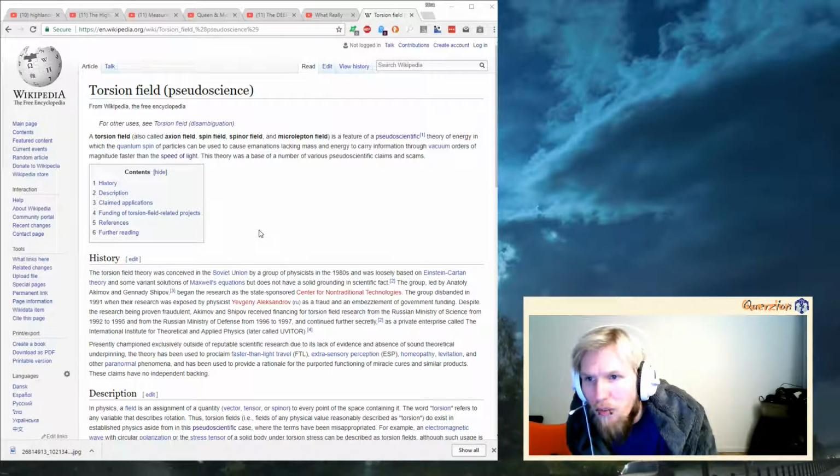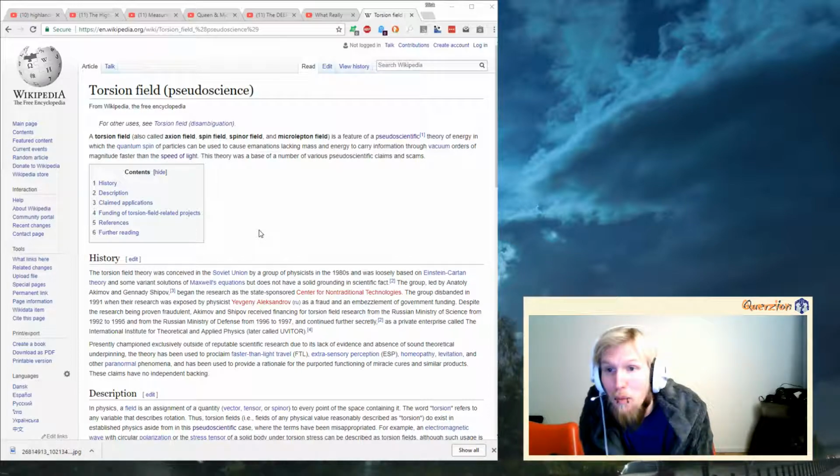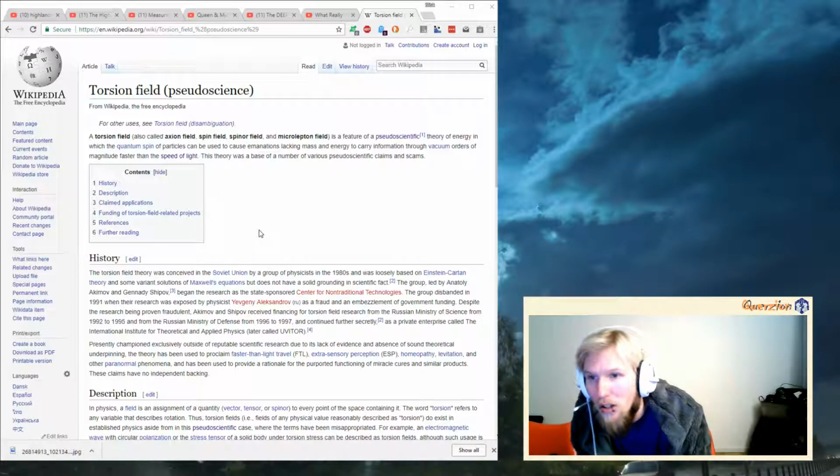Wait, what? Which the quantum spin of particles can be used to cause emanations lacking mass and energy to carry information through vacuum orders of magnitude faster than the speed of light. No, it doesn't work like that. This theory was a base of a number of various pseudoscientific claims and scams.